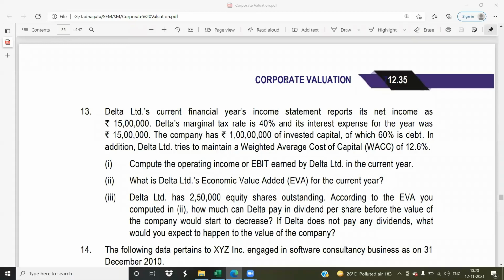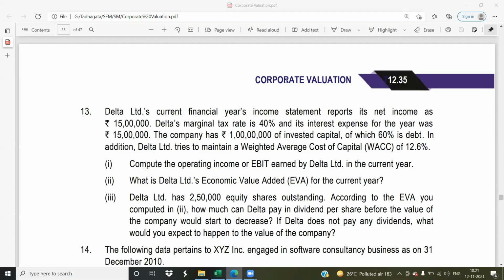Now let's solve problem number 13. What is the question asking? Calculate EBIT, EVA, and if it has so and so shares, find out how much it can pay in dividend per share before the value of the company would start to decrease. If it does not pay any dividend, then what would you expect to happen to the value of the company? Okay, let's go to the details.